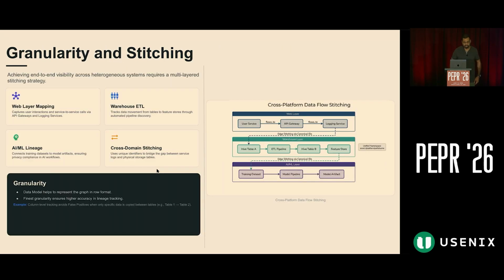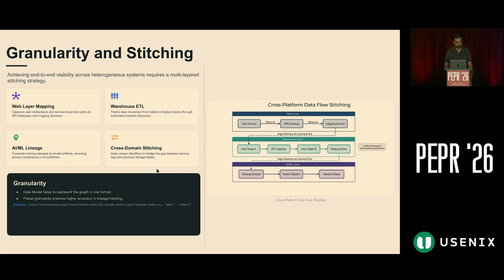Then let's talk about granularity and stitching, right? So I think we talked about how we can compress the graph to fit into memory. But then there is a next challenge, which I feel is even bigger than the previous one we have seen: how we can stitch the data across the different layers, right?